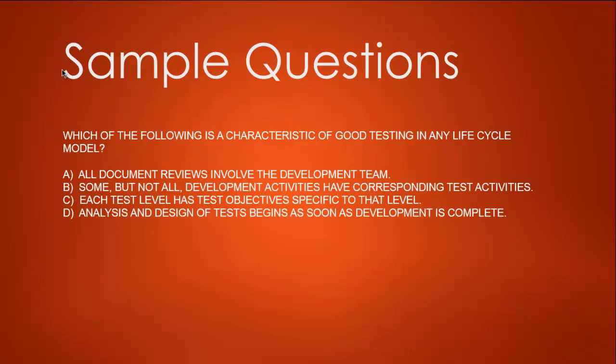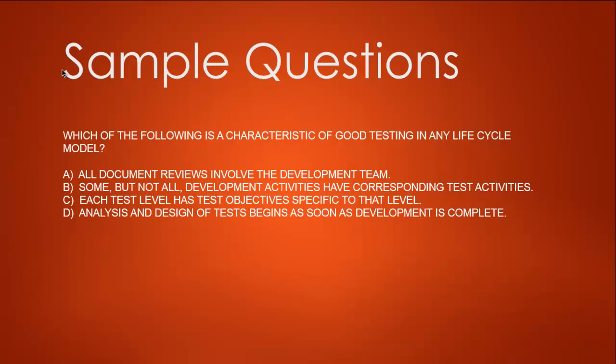Third, which of the following is a characteristic of good testing in any lifecycle model? A, all document reviews involve development team. B, some but not all development activities have corresponding test activities. C, each test level has specific objective specific to the level. Fourth, analysis and design of test begins as soon as development is complete. So let's go through all options.